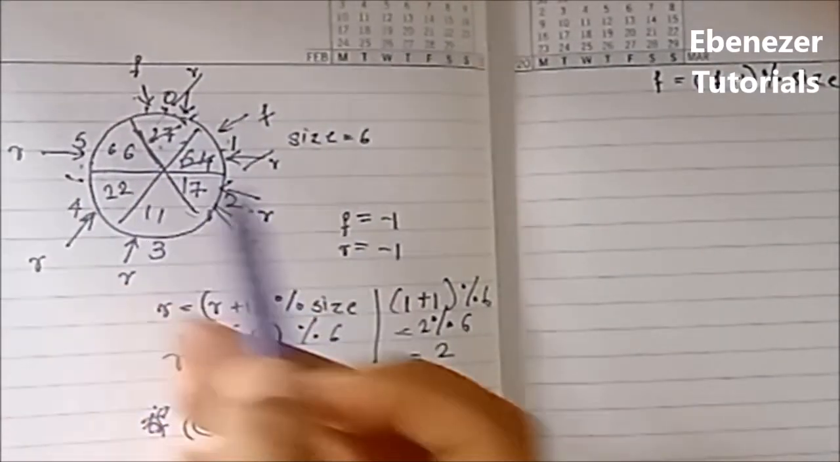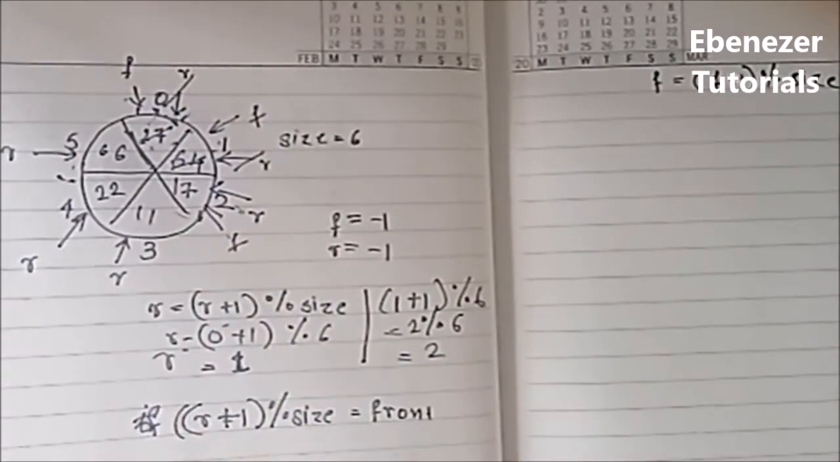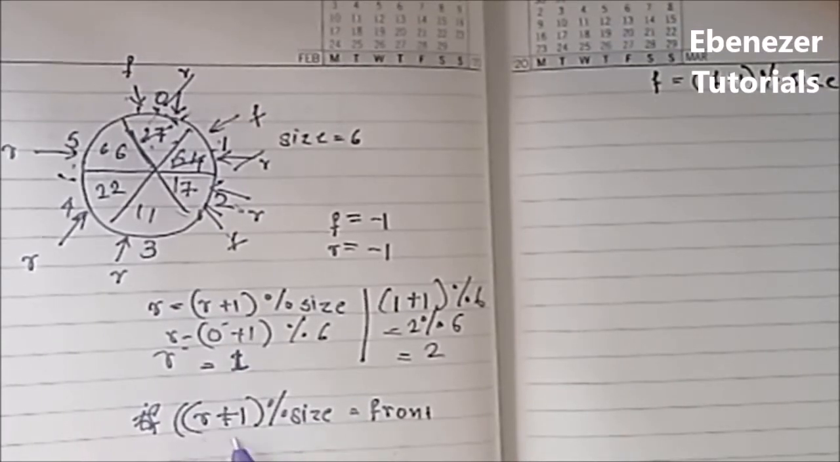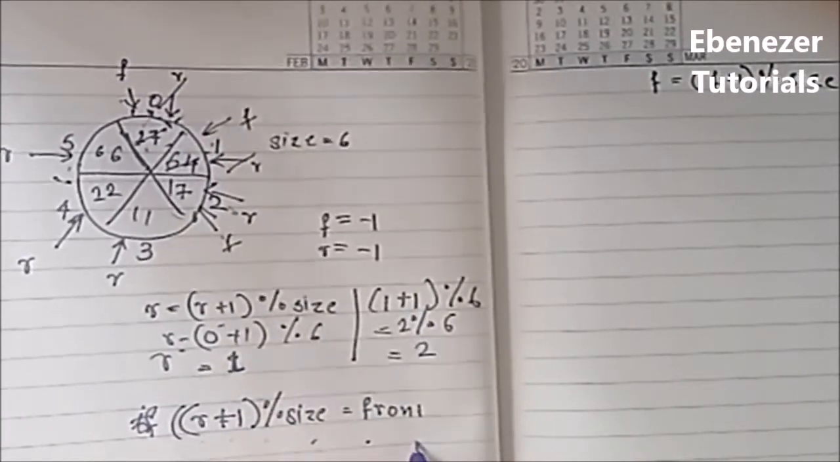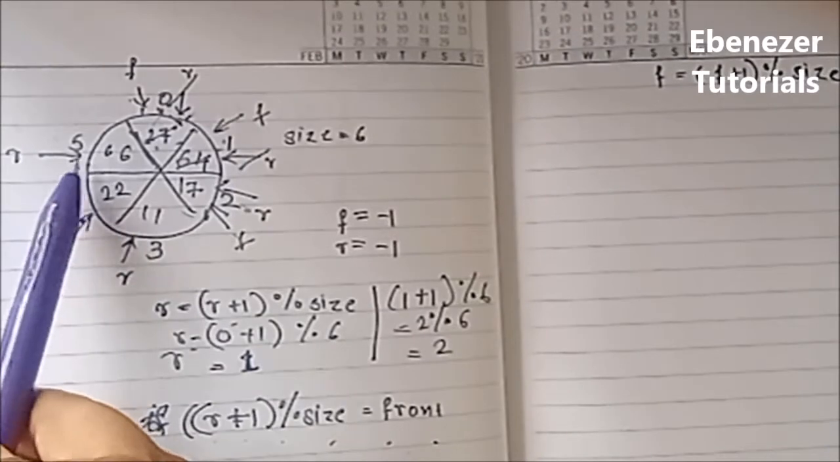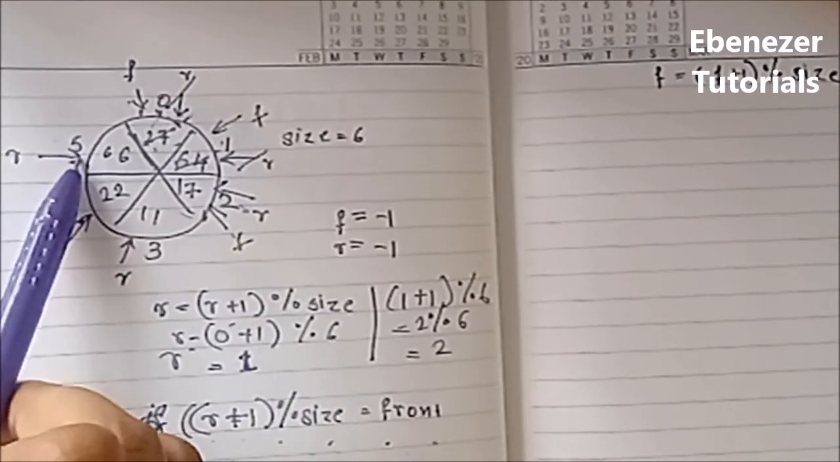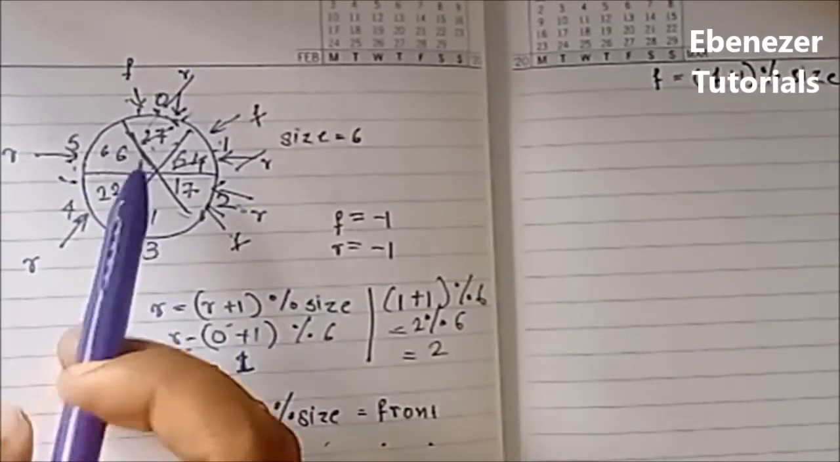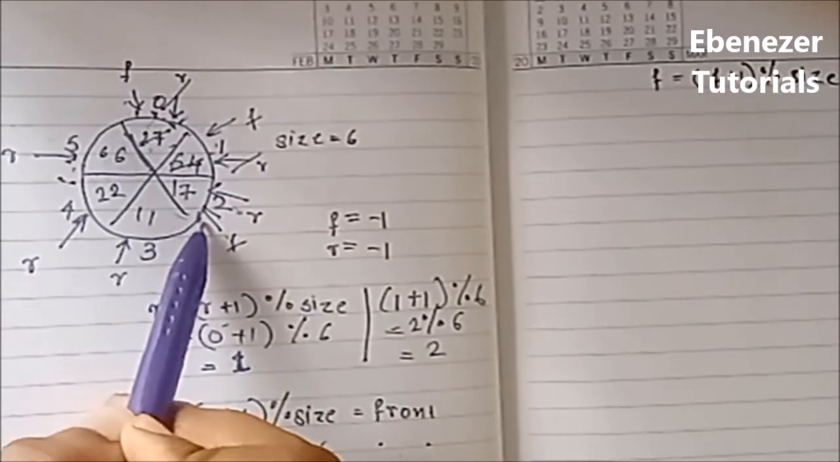But in this case, how do we check if the queue is full? We check it with rear plus 1 mod size if it is equal to front. Now here we can see what is rear. It is 5. 5 plus 1 is 6. 6 mod 6 is 0. And front is what? Front is 2.